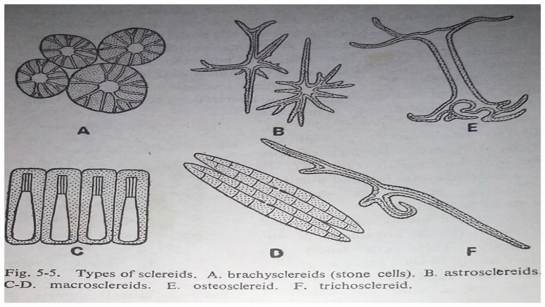And this is the diagrammatic representation of different types of sclerids. Diagram A shows the brachysclerids or stone cells. Diagram B, astrosclerids, which are star shaped. Diagram C and D show macrosclerids. Diagram E, osteosclerids, which are bone shaped cells. And F, trichosclerids. Trichosclerids are hair like sclerids.